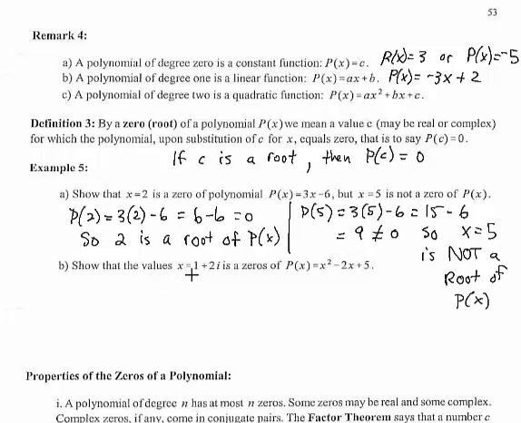B says show that the value x equals 1 plus 2i is a zero of p of x. So here for our root we have a complex number. It's complex because we see the i component. So 1 is the real part, and then 2i is the imaginary part. I'll just simply write imaginary here. Sort of abbreviated that. Imaginary.